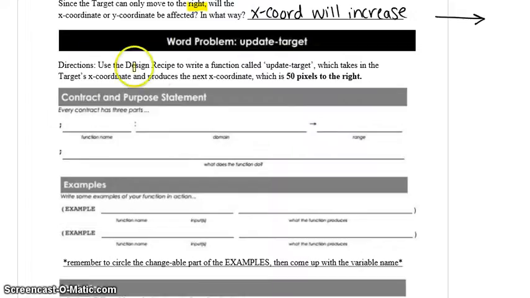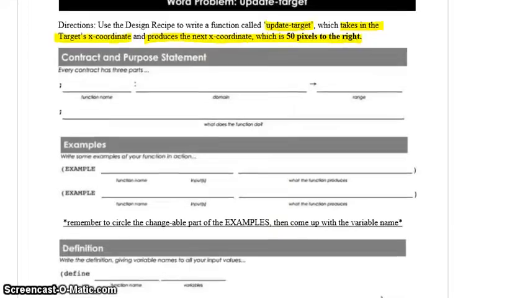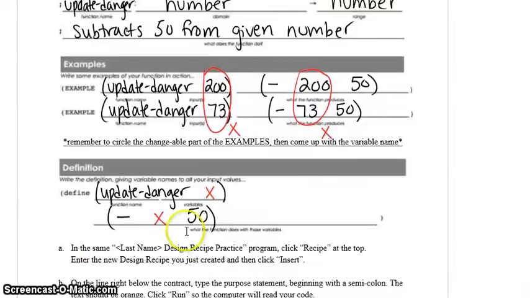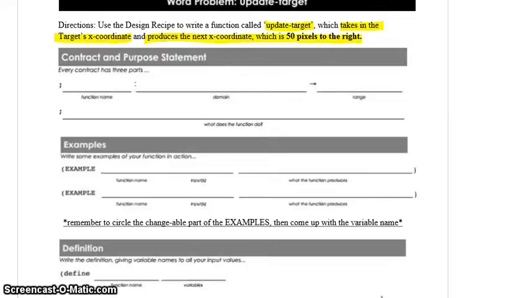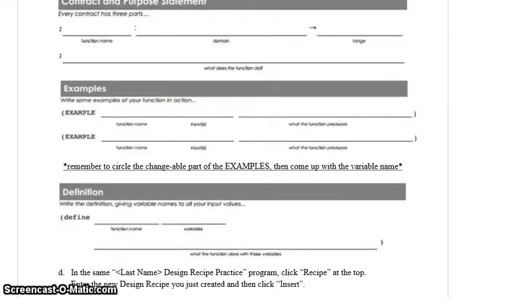So we are going to use the design recipe to write a function called update target, which takes in the target's x coordinate and produces the next x coordinate, which is 50 pixels to the right. This design recipe is going to look very similar to the one we just did for update danger, except instead of subtracting 50, we're now going to be adding 50 in this one. So I'd like you to pause the video and try this on your own right now.